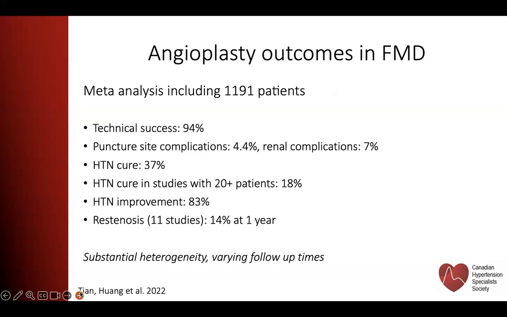And there was reporting of whether there was restenosis in only 11 studies, and the restenosis rate was 14% at 1 year. But this meta-analysis has substantial heterogeneity and varying follow-up times, as well as definitions of hypertension that varied between the studies.